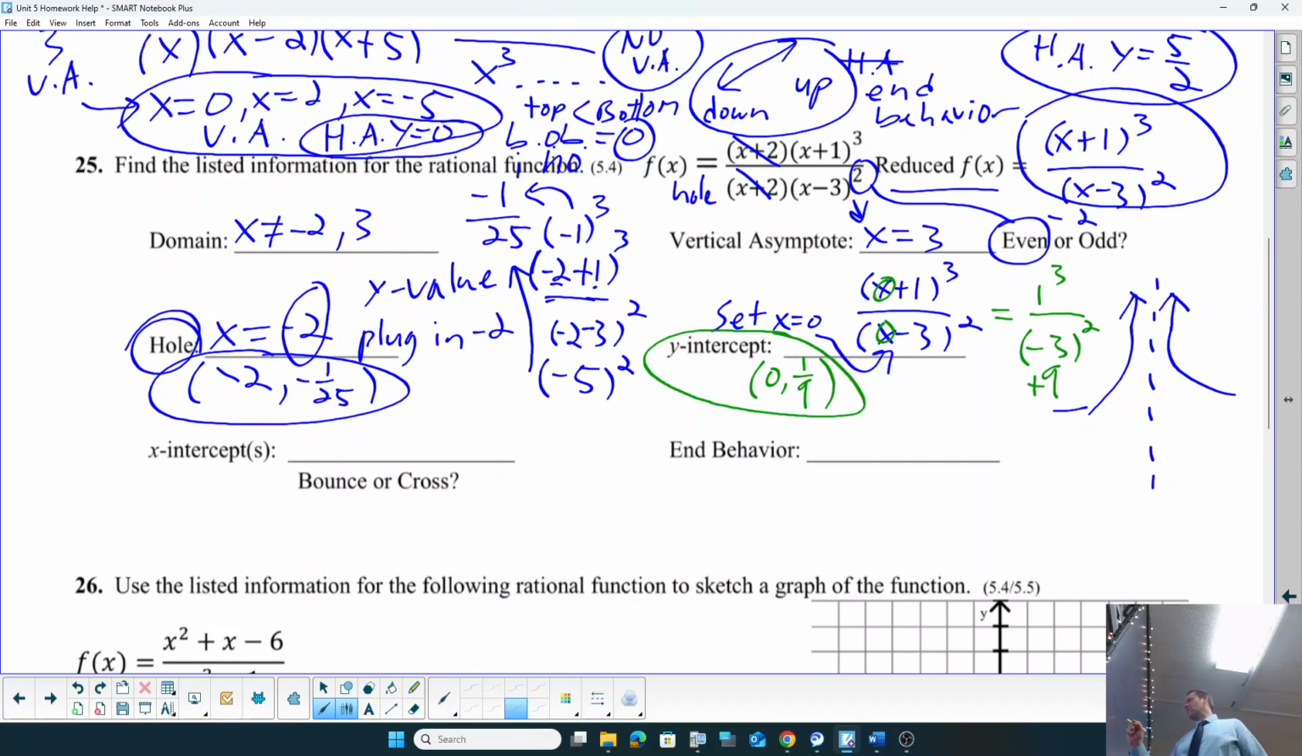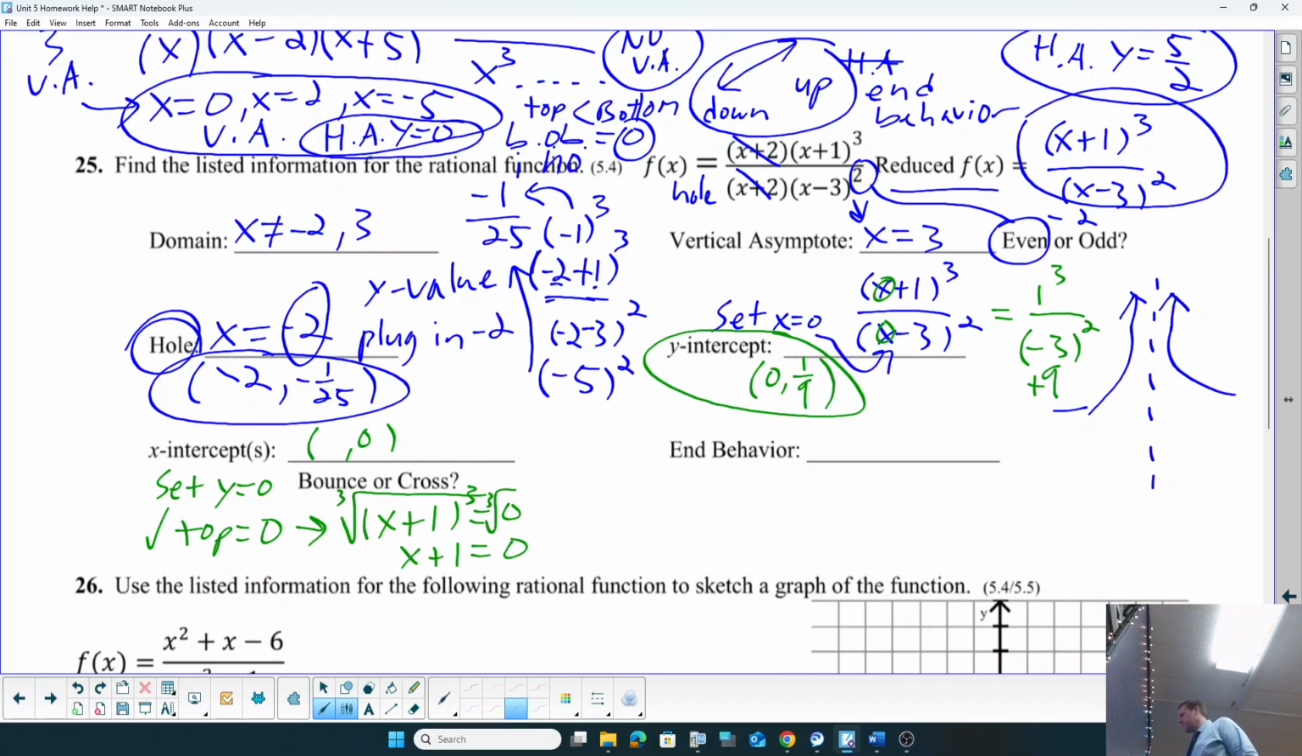To find the x-intercept, you set y equal to 0, but you also just set the top equal to 0. You have to set the top equal to 0, which is x plus 1 to the third power equal to 0. And then you cube root both sides. So then the third power goes away. You're just left with x plus 1 equals 0. And then you minus 1 to the other side. So we get x equals negative 1 for the x-intercept. So negative 1 comma 0.